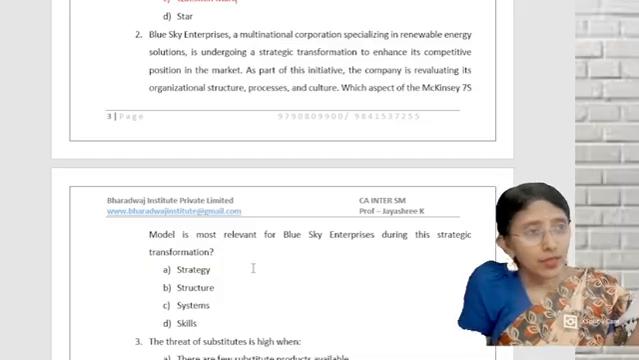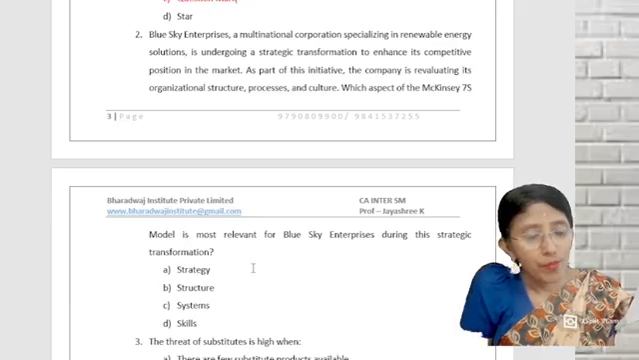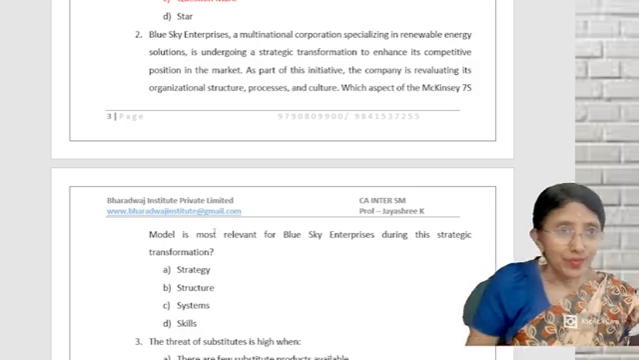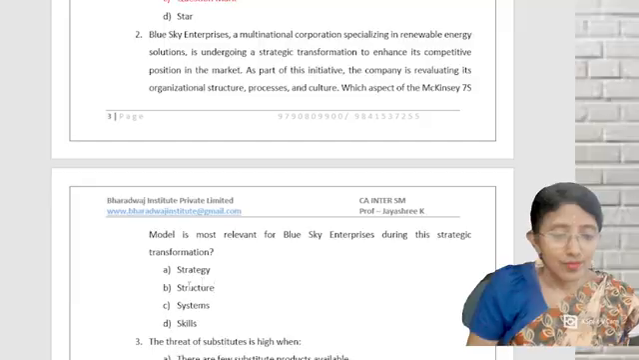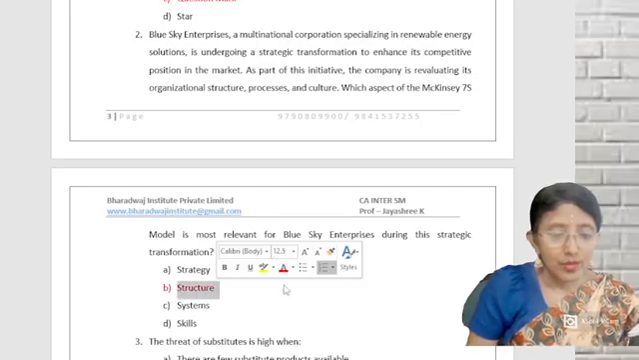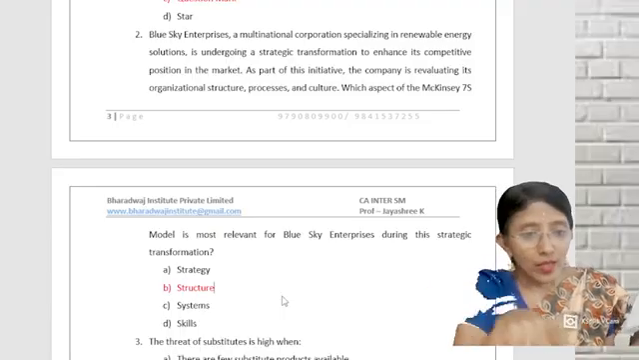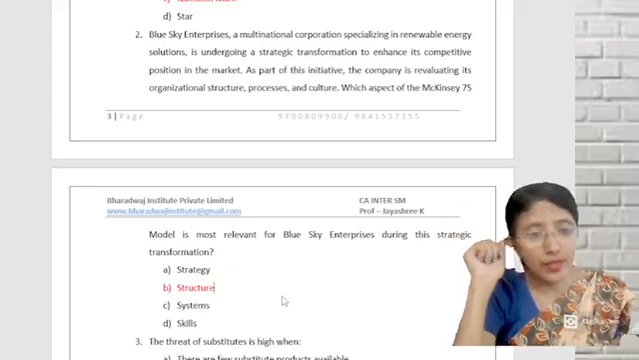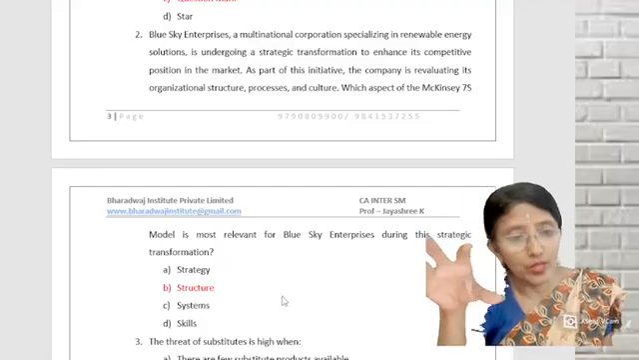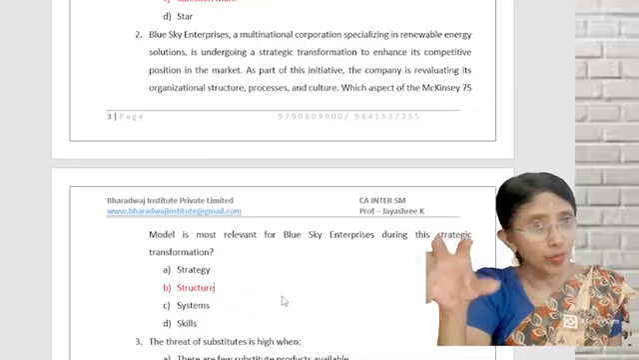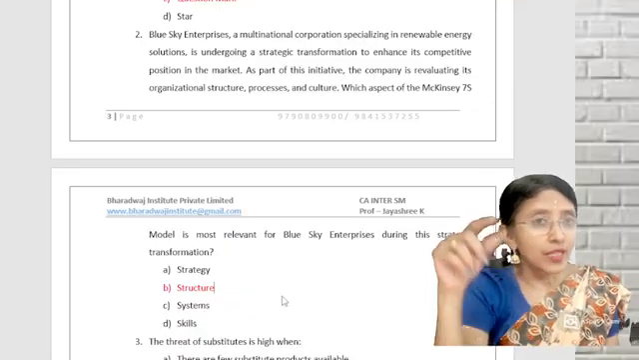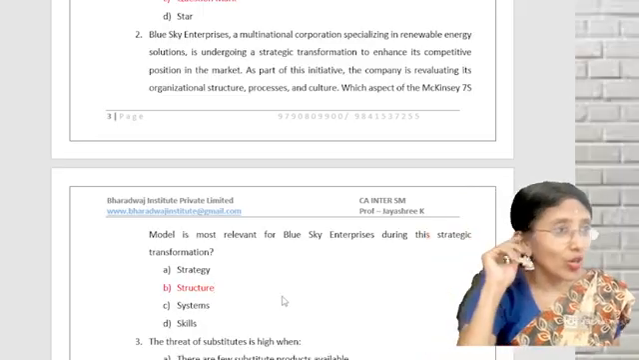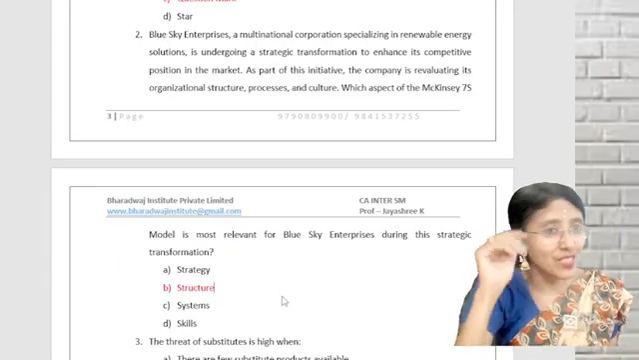Strategy is your answer. Yes, Soumya. The answer is structure. So you are going to see it's an MNC, right? Specializing in renewable energy, right? It's undergoing a strategic transformation to enhance its competitive position in the market. As part of its initiative, the company is reevaluating its organization structure. The answer itself is there.